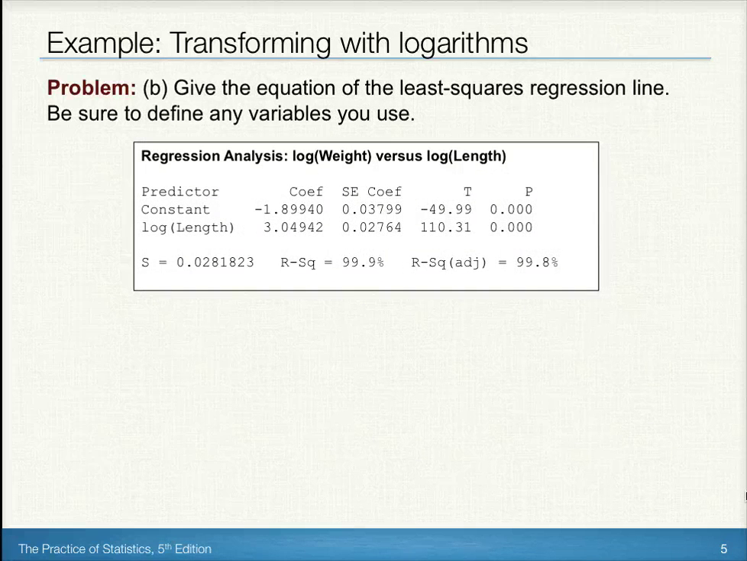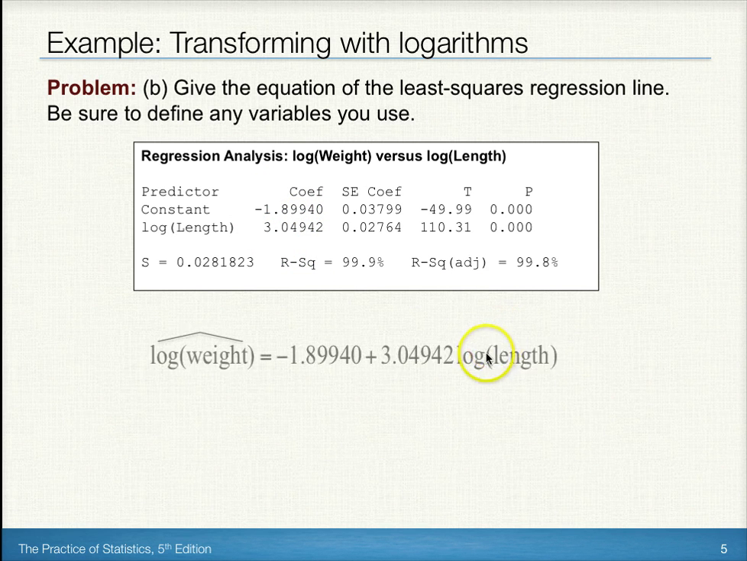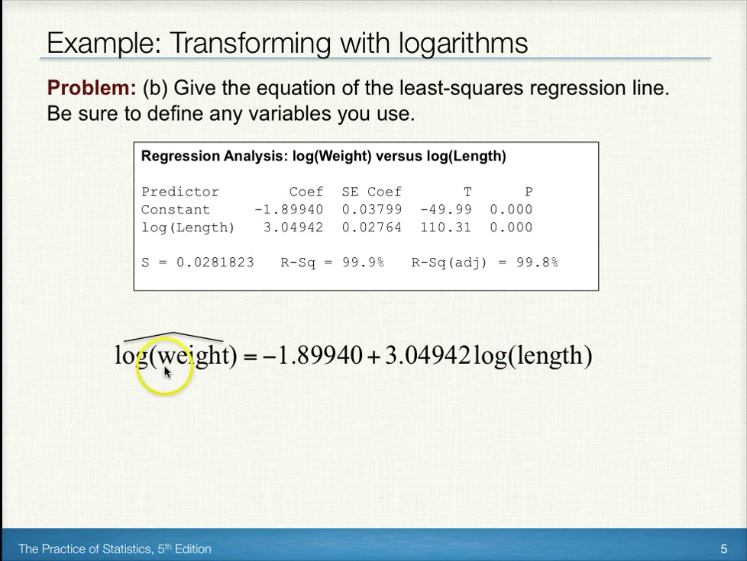Now next, let's give the equation of the least squares regression line and define any variables we use. Now again, looking at the Minitab output, we're going to want to focus on the coefficient column. Using the values negative 1.899 and 3.04, we can generate our equation. The predicted logarithm of the weight will equal negative 1.89940, that's our constant value, plus 3.04942 times the log of length. 3.04942 is the coefficient for log of length.